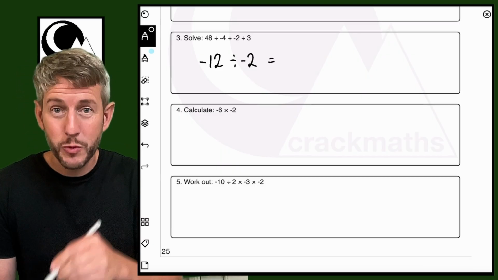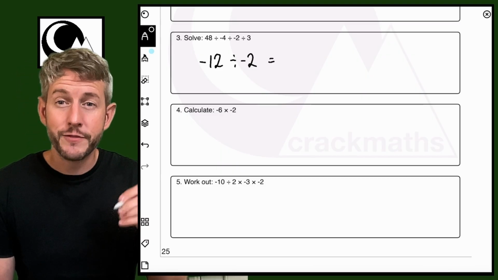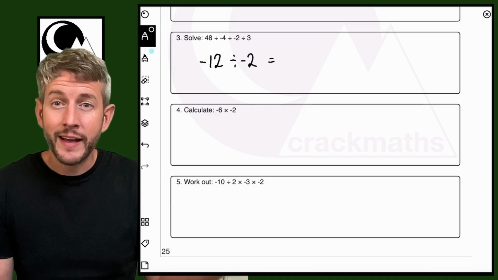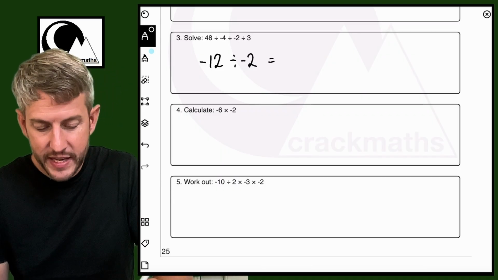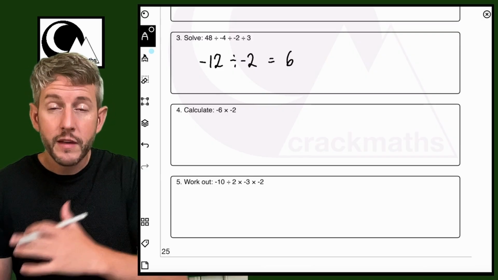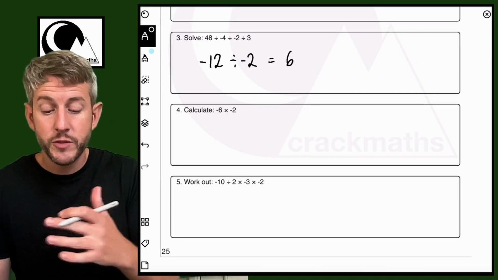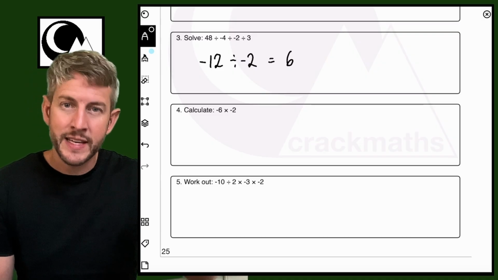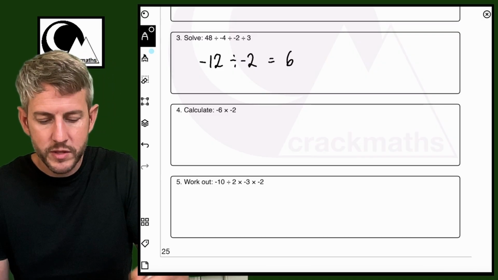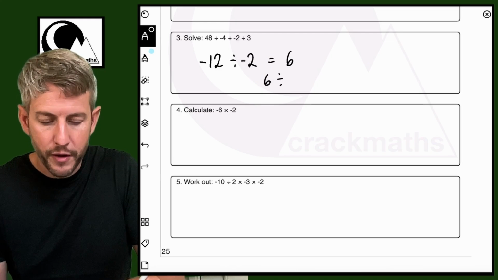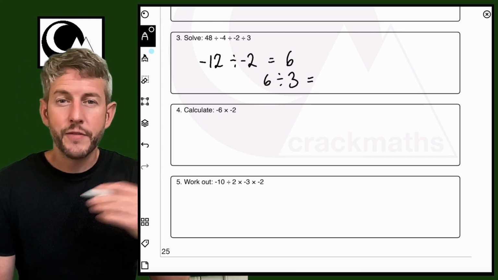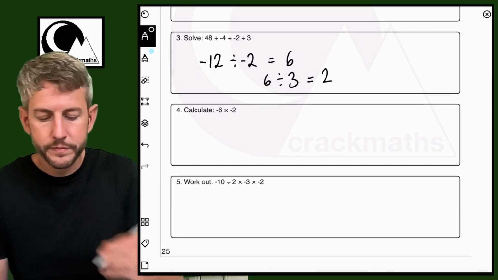Now we've got negative 12 divided by negative 2. So what we're going to have to do here is we do it as normal, 12 divided by 2, which is 6. Now, because they're both negative, the negatives cancel each other out. So therefore, the answer to negative 12 divided by negative 2 is 6. Right, the next thing that we've got to do is 6 divided by 3. Well, this is just the normal calculation as we're used to. 6 divided by 3 is 2.